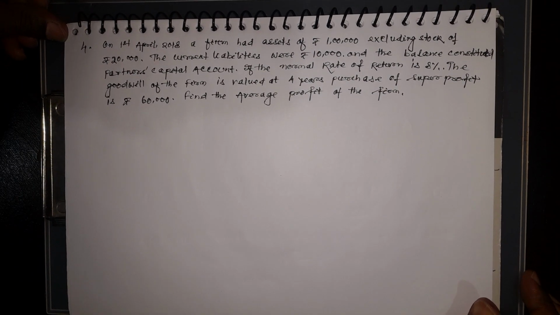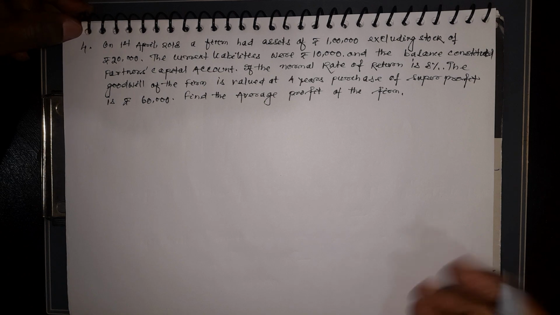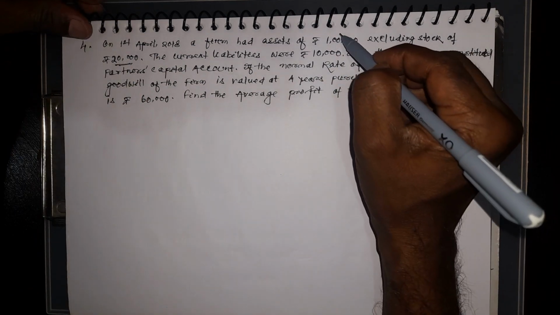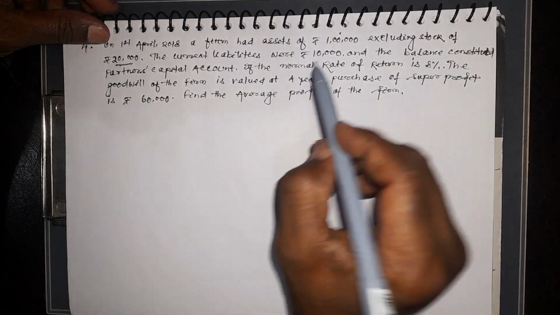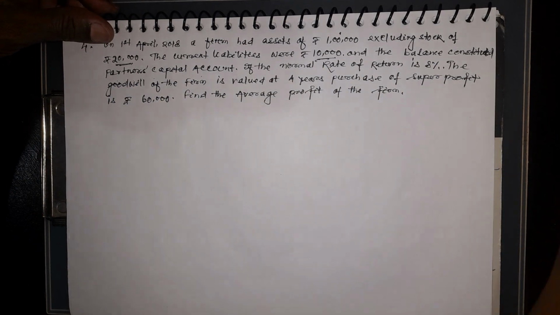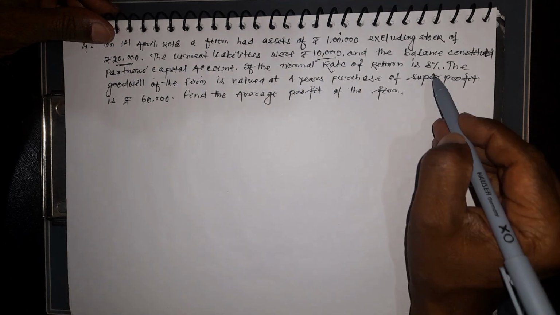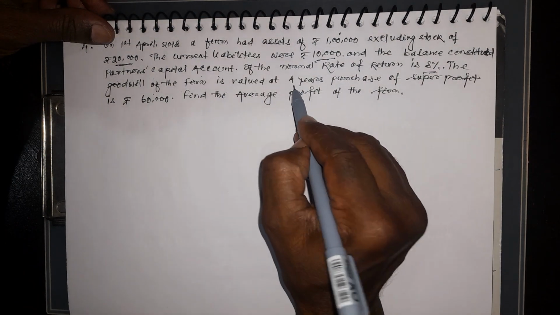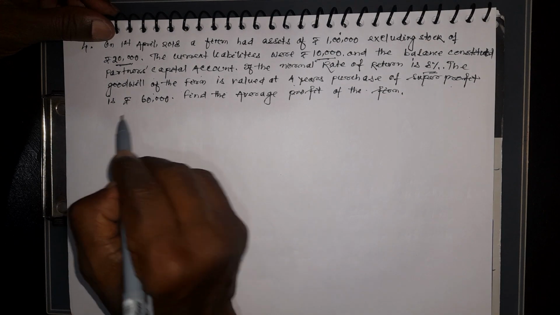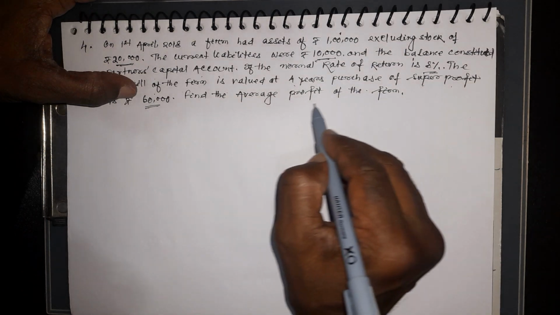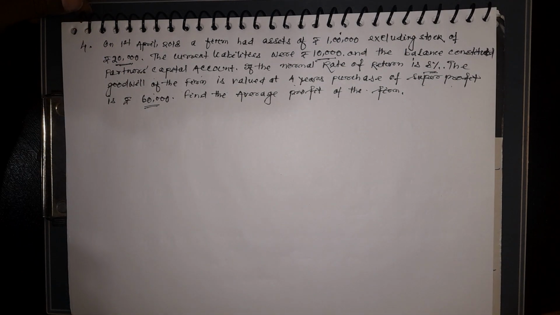Here it is given: on 1st April 2018, a firm had assets of rupees 1 lakh excluding stock of rupees 20,000, means stock is not included here. Current liability is 10,000, and the balance constituted the firm's capital account. If the normal rate of return is 8%, and the goodwill of the firm is valued at 4 years purchase of super profit, which is 60,000. Goodwill value is already given. Find the average profit of the firm. So you have to find out the average profit.